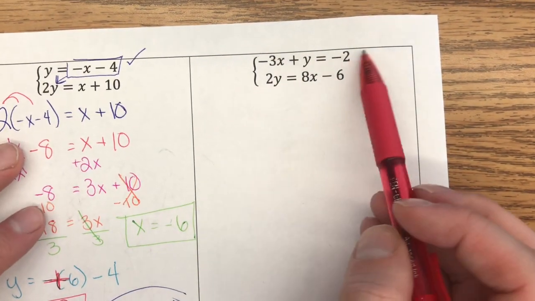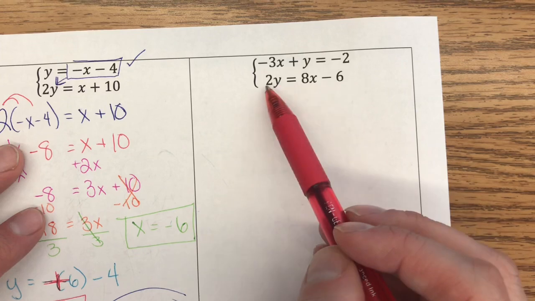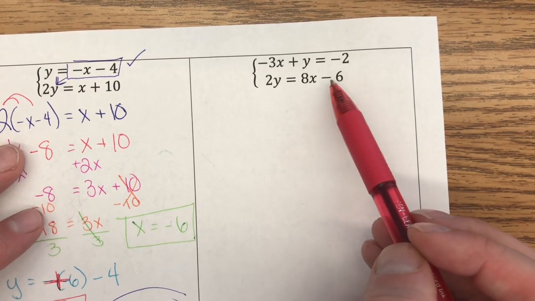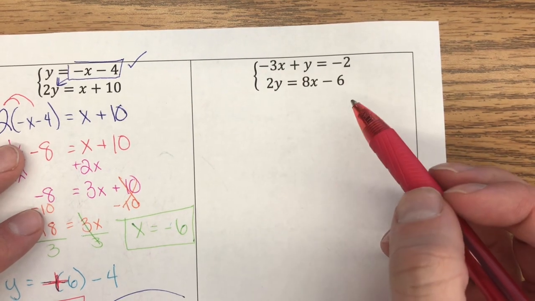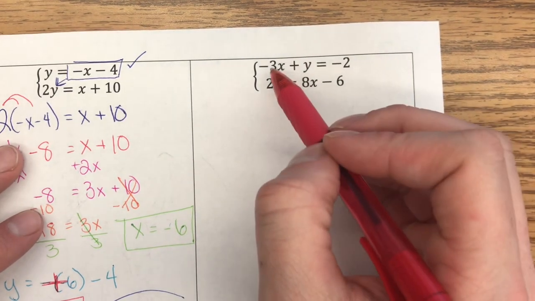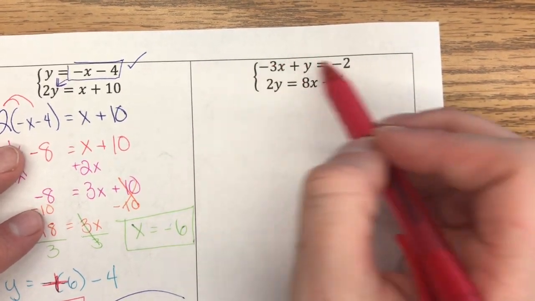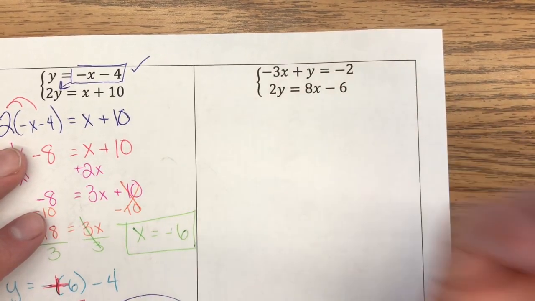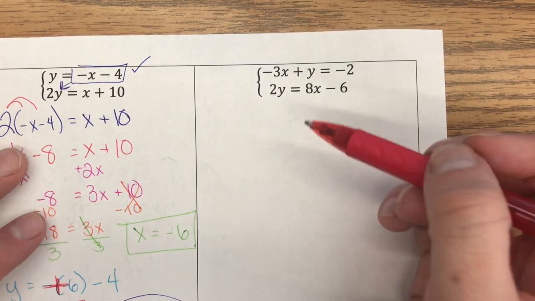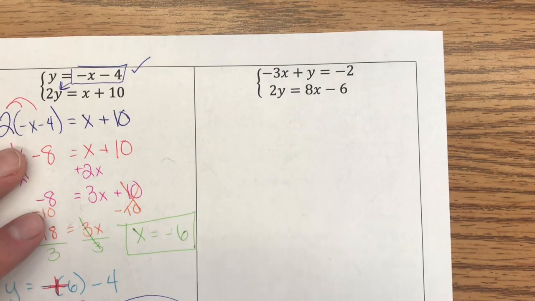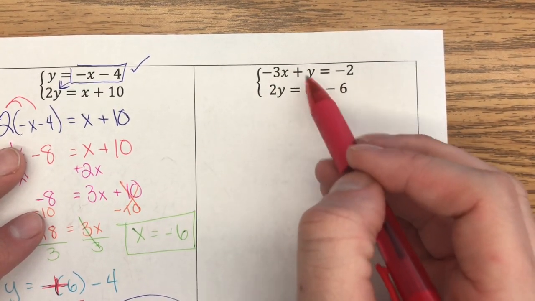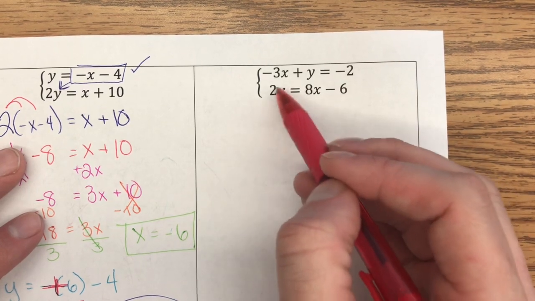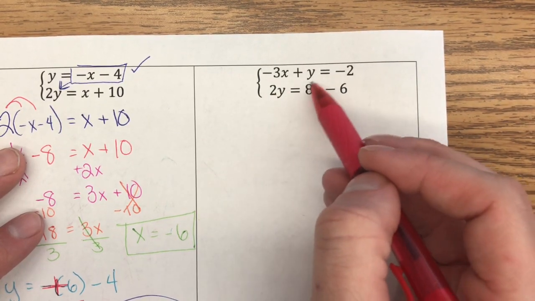All right, negative 3x plus y equals negative 2, and 2y equals 8x minus 6. First step, make sure one of these equations is solved for either x or y. Looking at the top one, it's not solved for x or y. Looking at the bottom one, it's not solved for x or y either. So this is what I'm going to do. And there are multiple options. I can either get x all by itself up here, y all by itself up here, y all by itself down here, or x all by itself down here.